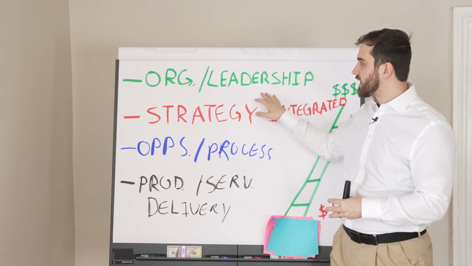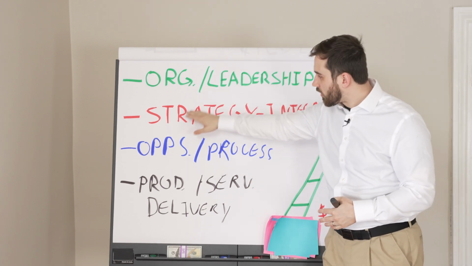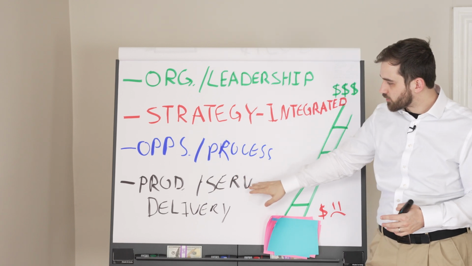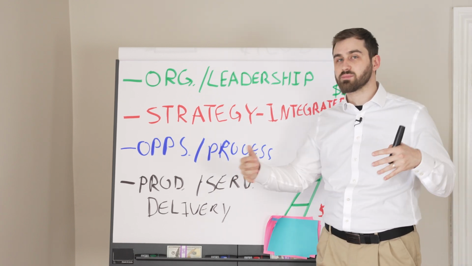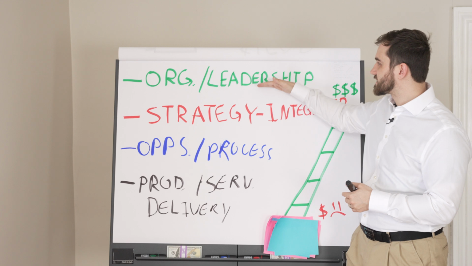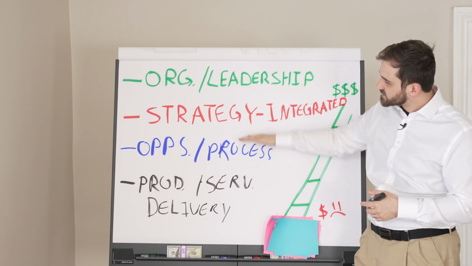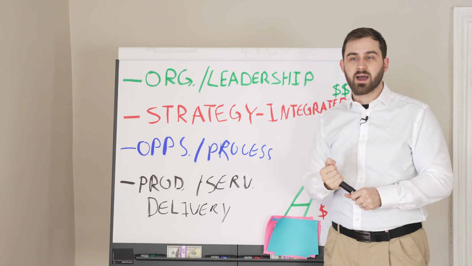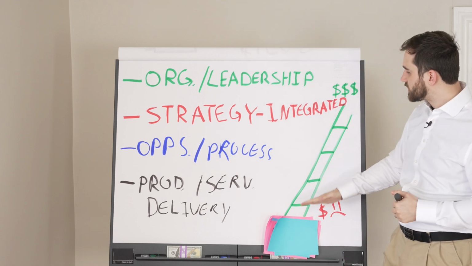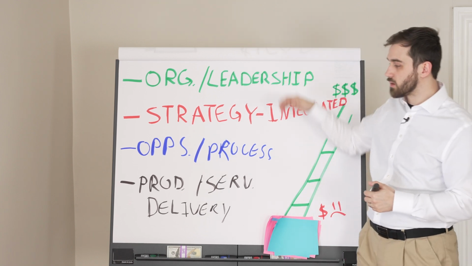What is my mission, vision, and values, so that all of my integrated strategies, my operations and processes, and product and service delivery can be in line with each other. That's an example. And so you can see this has cascading effects, where each thing affects all of the items on the list under it. And so that is what it means to ascend the value ladder and be able to make more money.